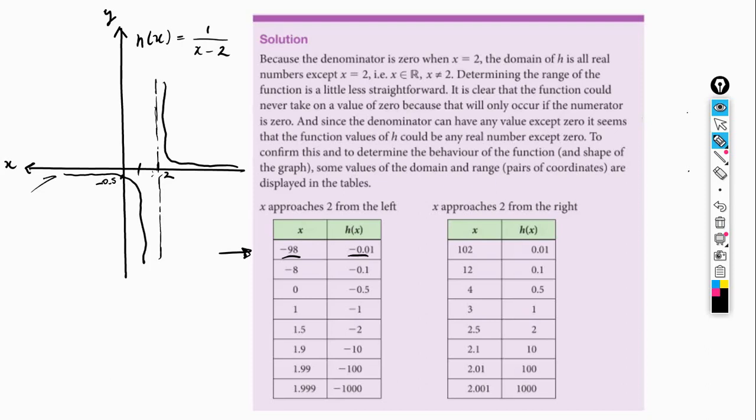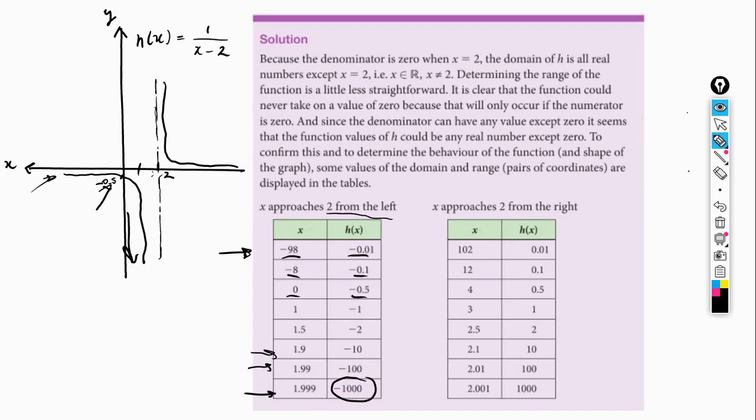That's what we see here. We see the function approaching 0 from the negative side. And if you plug in negative 8, you get negative 0.1. If you plug in 0, you get negative 0.5. That's the y-intercept, which you can see right here. If you plug in 1, you get negative 1. If you plug in 1.5, you get negative 2. And notice that as you approach 2 from the left, right? As the values get closer and closer to 2, as you can see here with 1.9, 1.99, 1.999, this starts getting smaller and smaller. That's why you see this graph just going down as it approaches the value of 2.